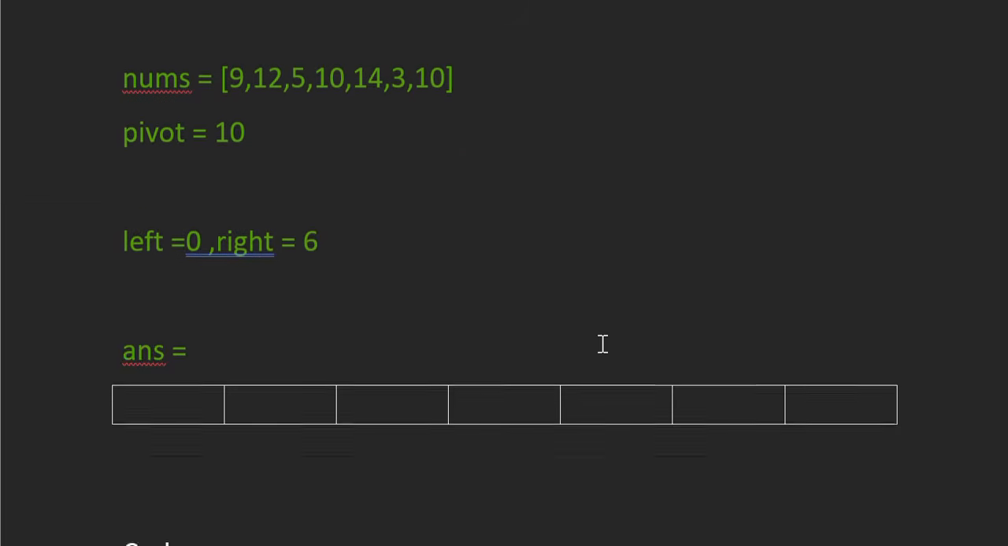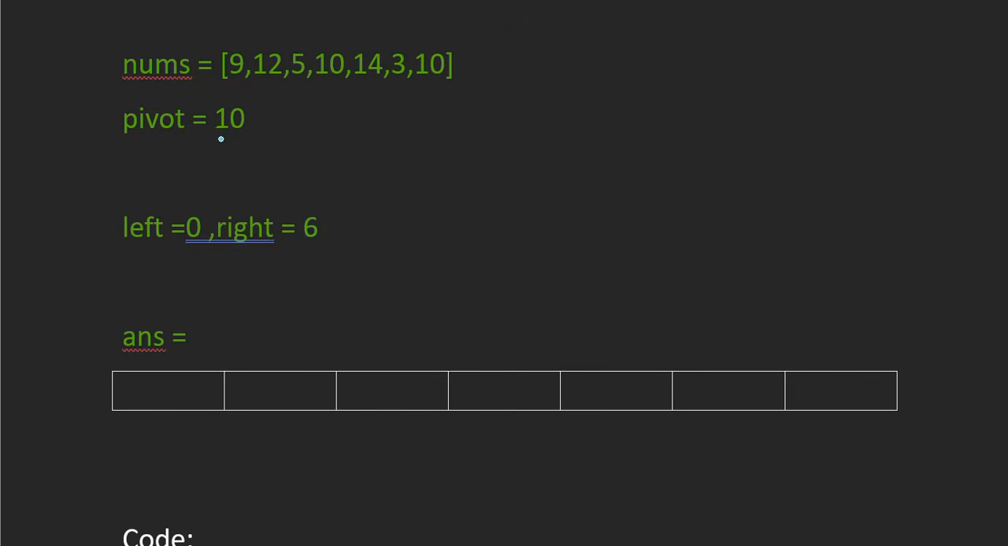So let's see an example to get the question more clearly. We have taken this array, and the pivot is 10. Initially our left pointer is pointing here, our right pointer is pointing here, and this is our answer array. So we start traversing from left to this and from right to this. Initially we get 9, which is less than pivot, so we put 9 at the place where left is pointing, and then we increment our left pointer, right? And from this side we get 10, which is equal to pivot, so we don't take it.